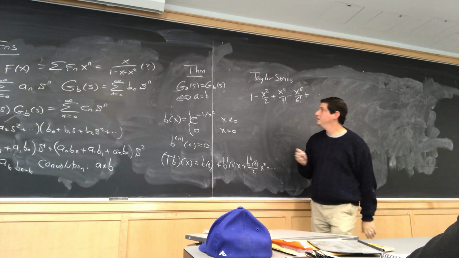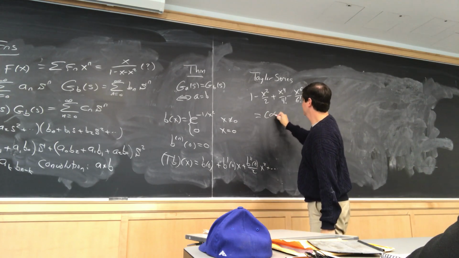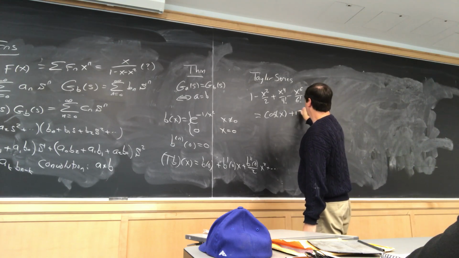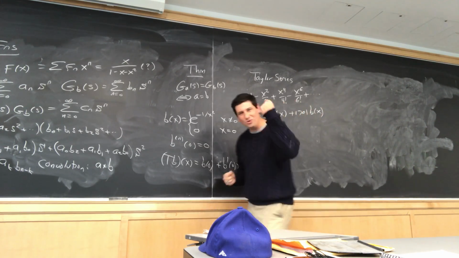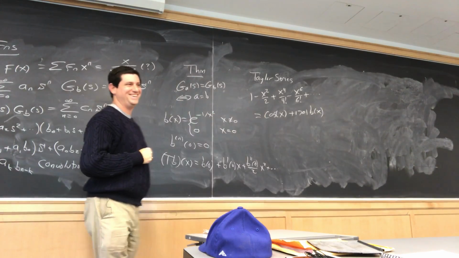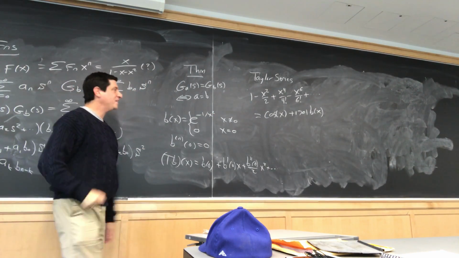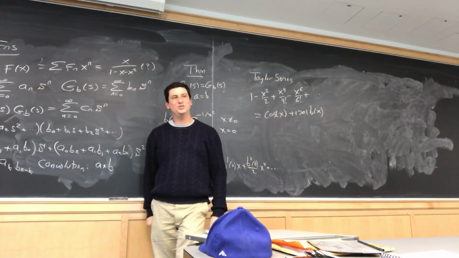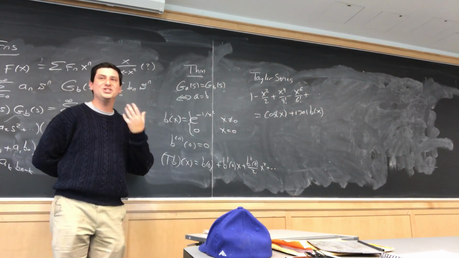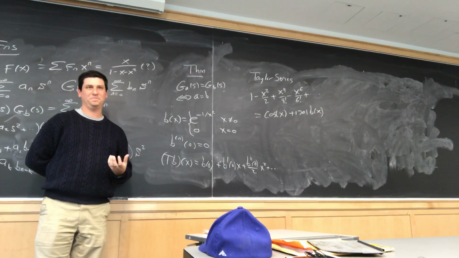Is this the cosine? Almost. It's cosine x plus 1701 times b(x). So close! If I compute the Taylor series of this, I do get 1 minus x squared over 2 and so on. So a Taylor series does not uniquely determine the function.